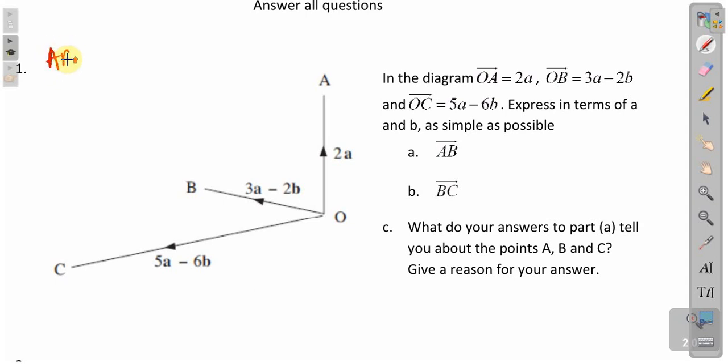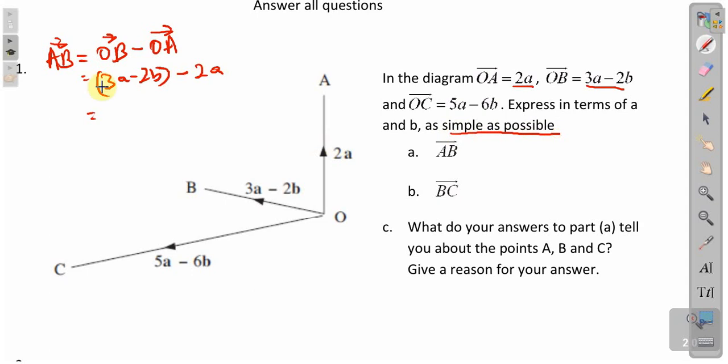Okay, well, vector AB is equal to the position vector of the last minus the position vector of the first. So OB is given as 3A minus 2B, bracket, minus OA, which is 2A. Okay, so they ask to simplify as much as possible. So 3A minus 2A is just A, and I'm left with minus 2B. So this is the simplified answer for the vector AB. So the answer is equal to A minus 2B.